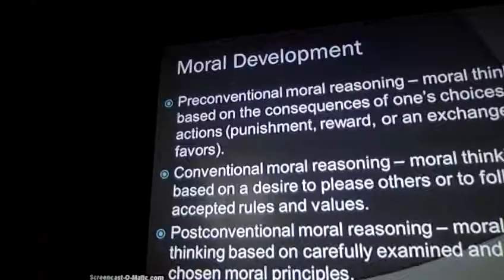So pre-conventional moral reasoning is moral thinking based on the consequences of one's choices or actions. So punishment, reward, or exchange of favors. So for example, we shouldn't steal or do something of that nature because we might go to jail or be punished. The next stage is the conventional moral reasoning.